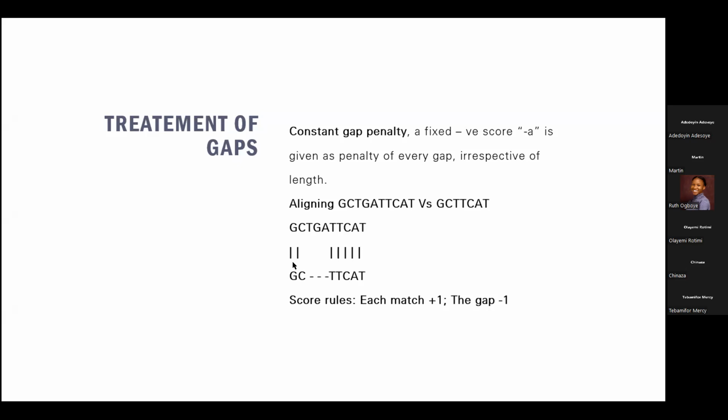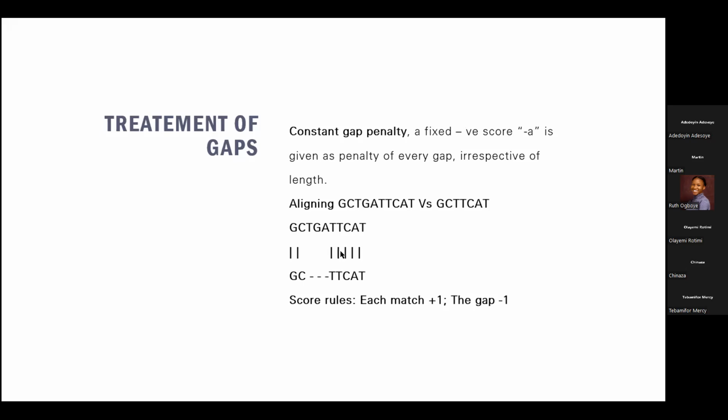G and G is a match. That is +1. That's 1. C and C is a match. That is +1. That's 2. These gaps are 3, but because the rule says the gap, irrespective of how many, is -1, for these 3 we have -1. So 2 minus 1 is 1. T and T, we have +1. That's -1 plus 1, which is 0.